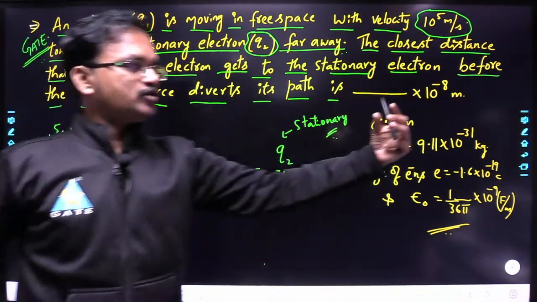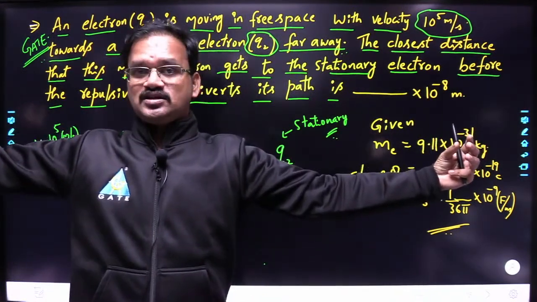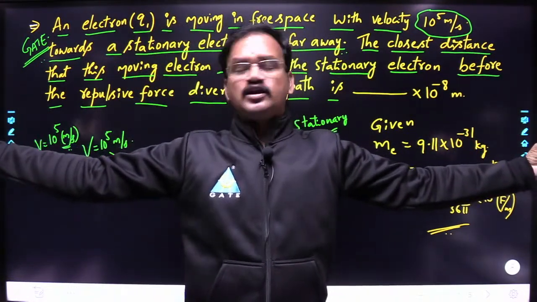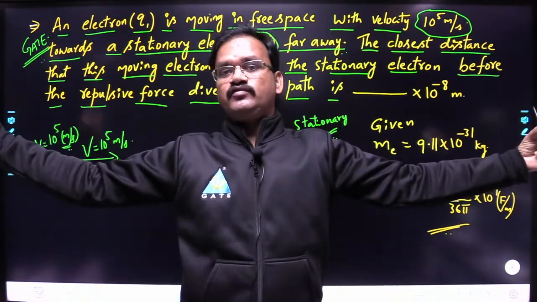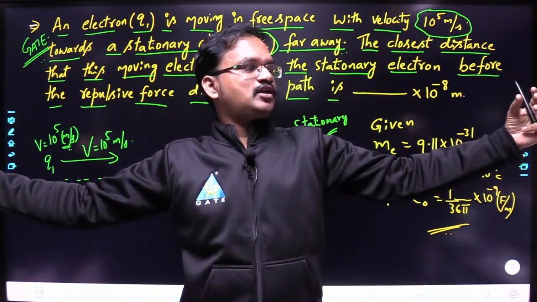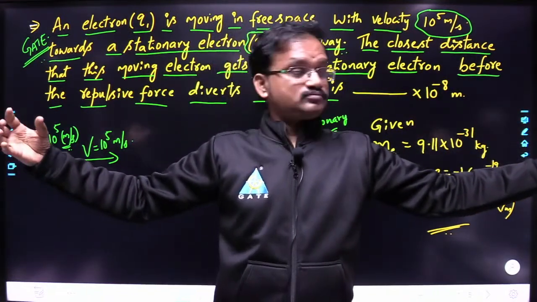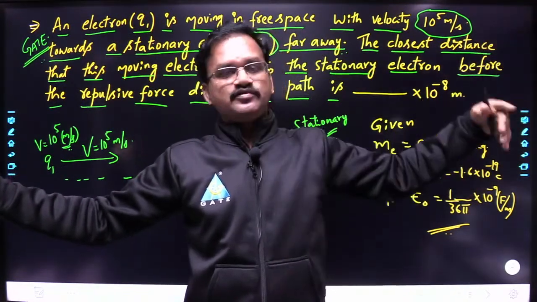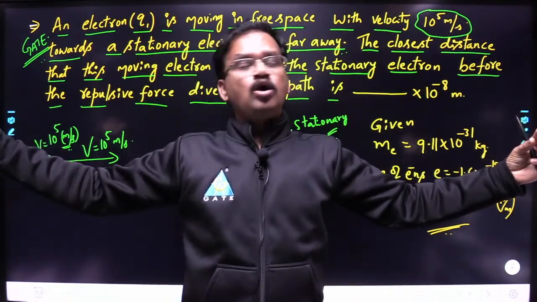So here you have Q2 and here you have Q1. Q1 is coming from far away, so there is no effect of the field produced by Q2. At that location it is moving with velocity v equal to 10 to the power of 5 meters per second. Now Q2 is present, so it is going to set up some field in its vicinity.